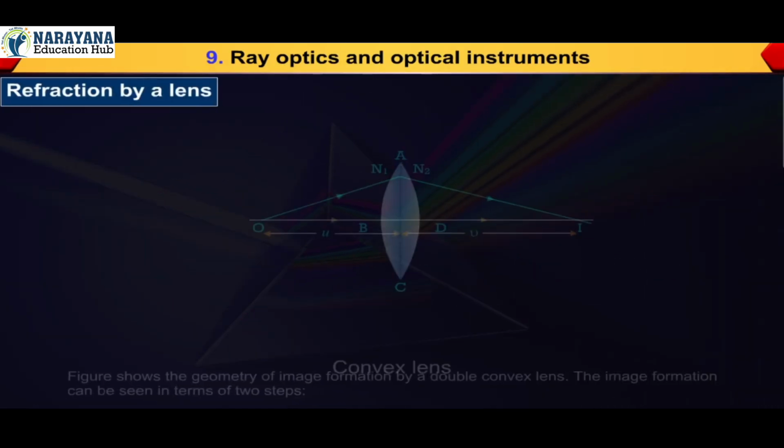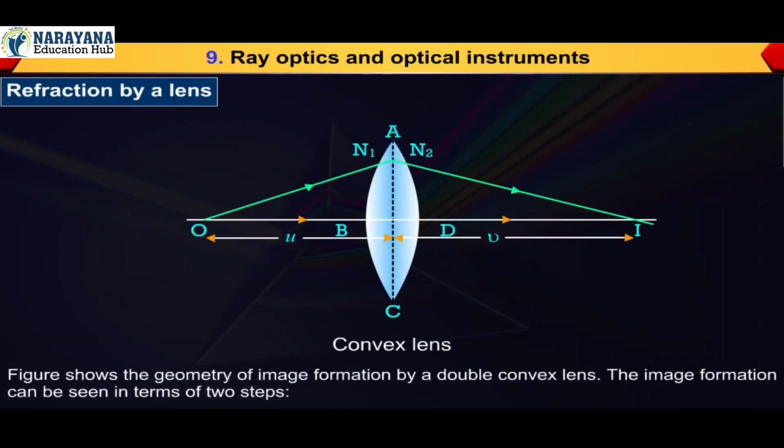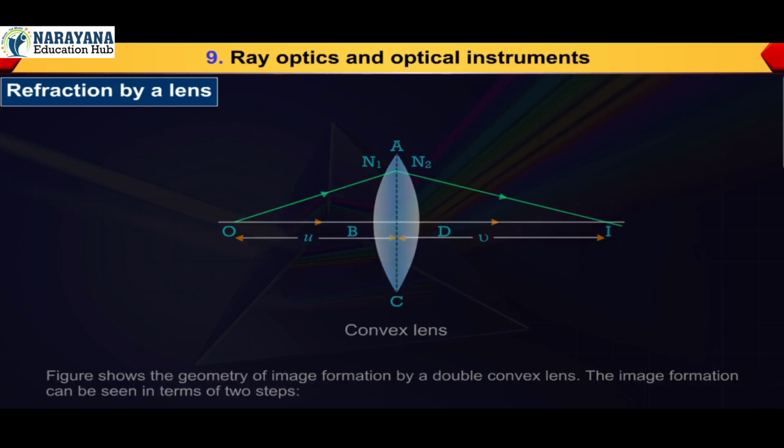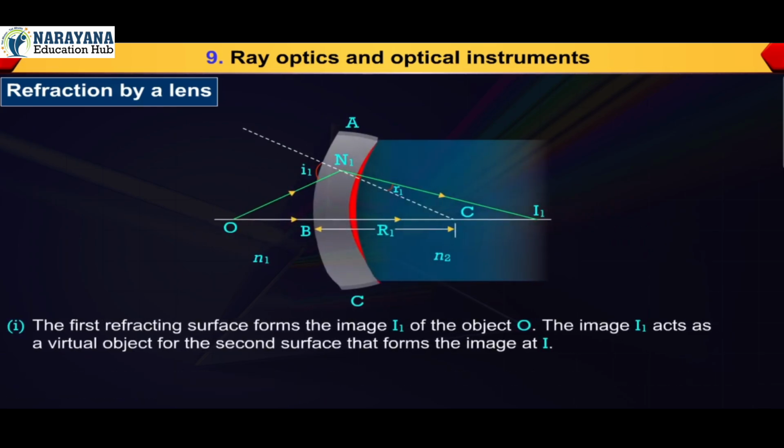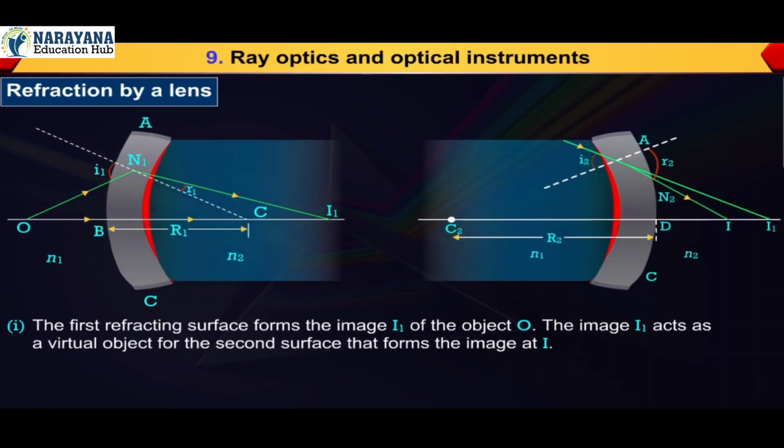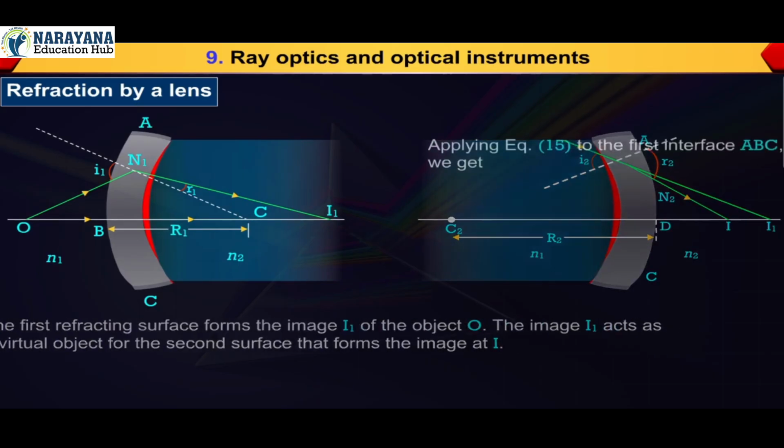Refraction by a lens. Figure shows the geometry of image formation by a double convex lens. The image formation can be seen in terms of two steps. Number 1. The first refracting surface forms the image I1 of the object O. The image I1 acts as a virtual object for the second surface that forms the image at I.